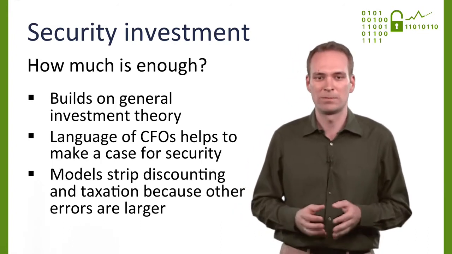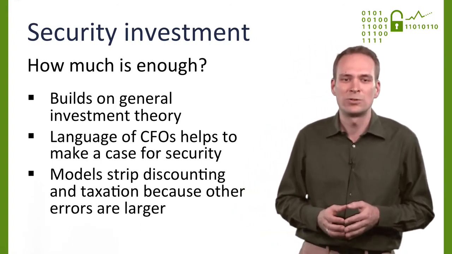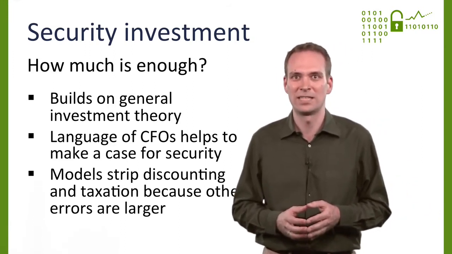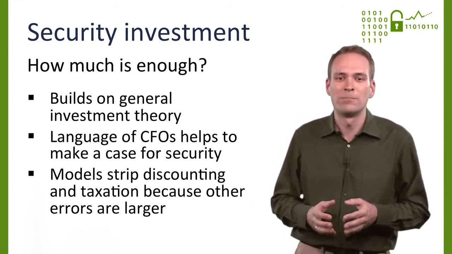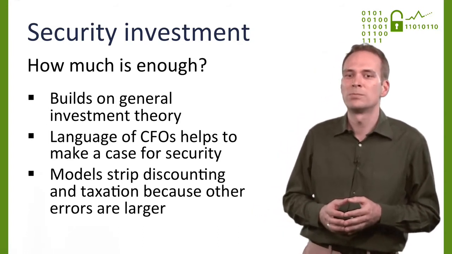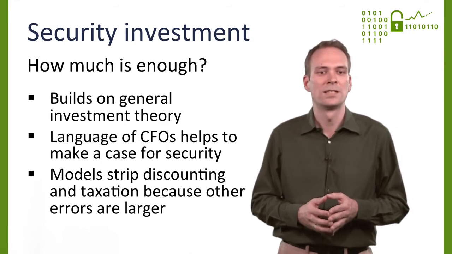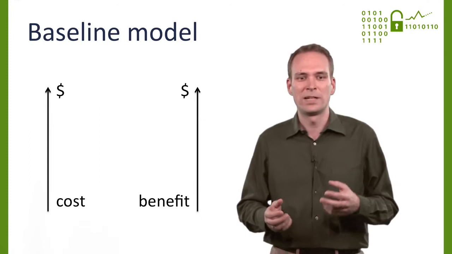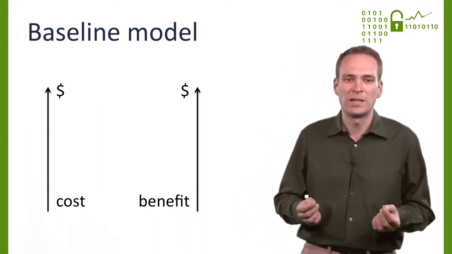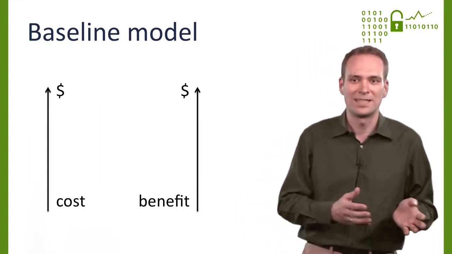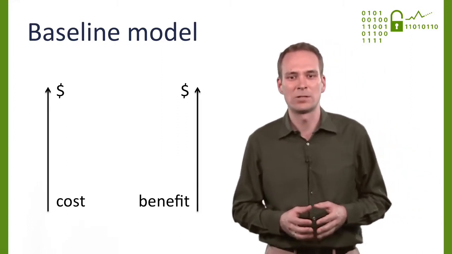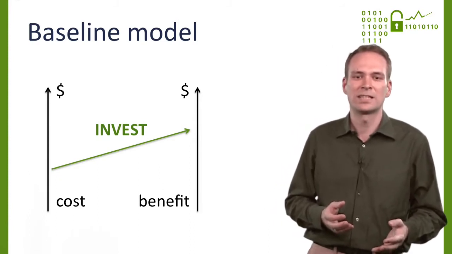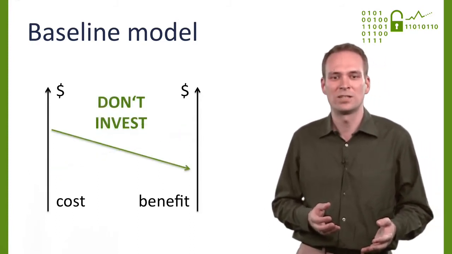For most security investment problems, time horizons are too short and parameter uncertainty is so high that we cannot justify the extra complication. For instance, the errors from omitting discounting are often negligible compared to other sources of error. So let us start with the simplest possible security investment model. It compares two quantities, both typically measured on monetary scales, cost and benefit of a security investment option. If the benefit is higher than the cost, a rational decision maker invests, otherwise he or she does not.